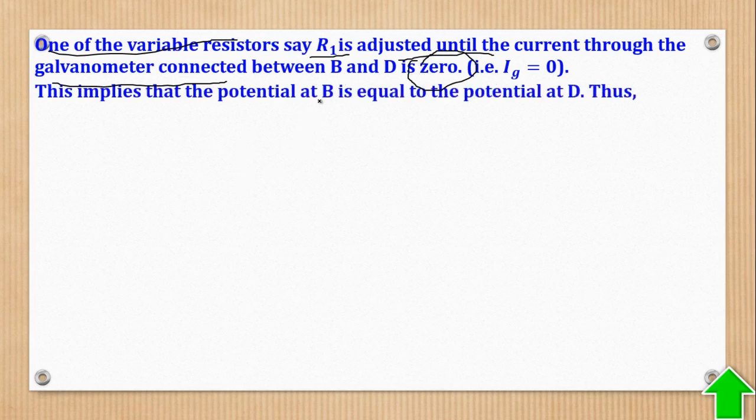When that happens, it implies that the potential at B is equal to the potential at D. Because the potentials are the same, it implies that the PD, let us go back to the circuit.